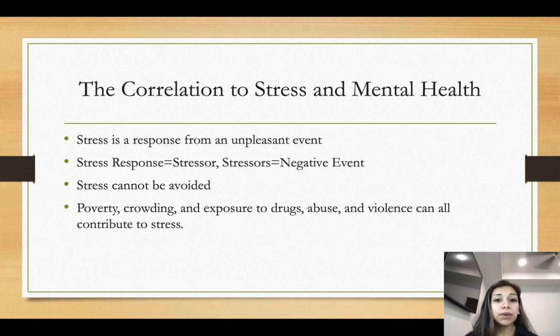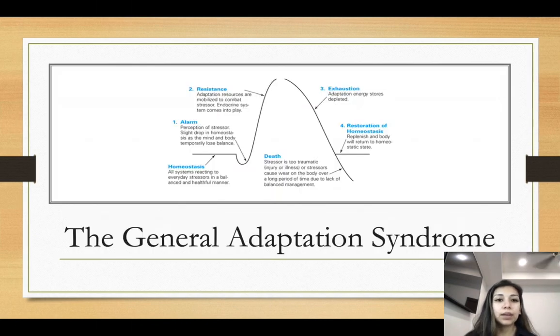Stress cannot be avoided, but what you can control is how you respond to it. Some things that cause stress are poverty, crowding, exposure to drugs, abuse, violence, etc. So this is the GAS, General Adaptation Syndrome, the first step. This is just basically what happens.